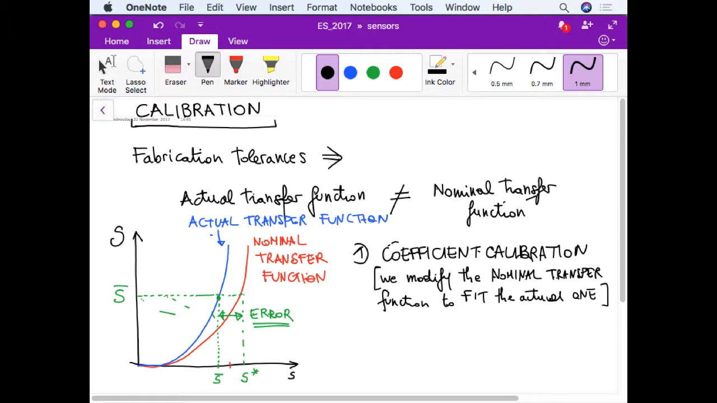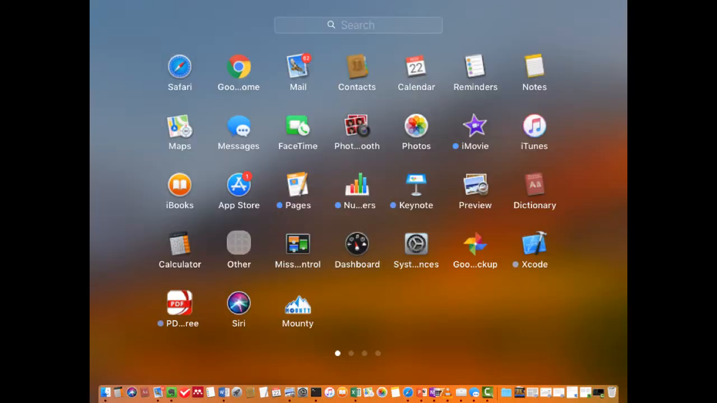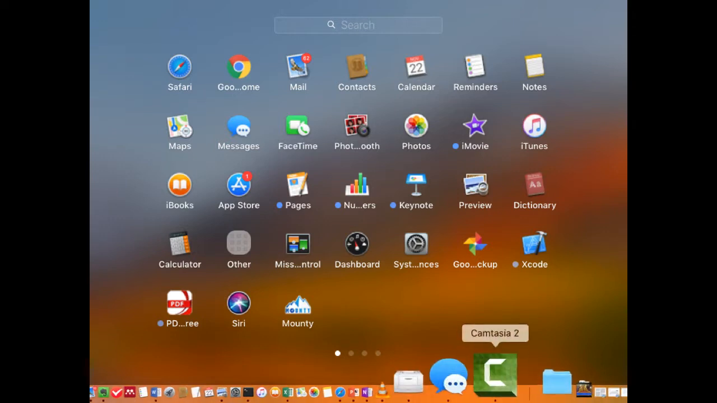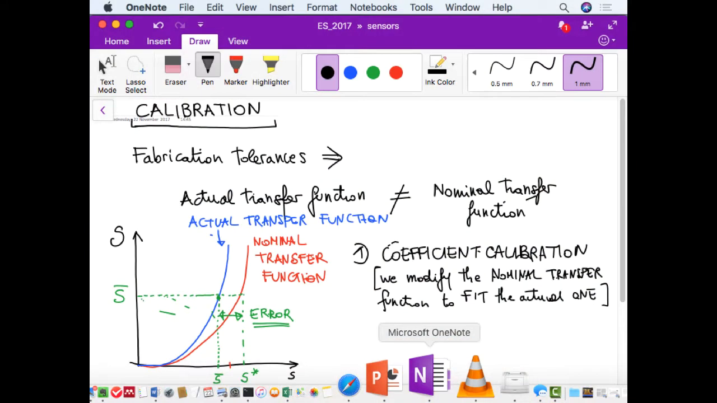This is, let's say, sometimes done in a factory, sometimes done periodically. For example, for this tablet, it's very common. If you have a tablet, you typically do a sort of coefficient calibration by every now and then checking the angles of the tablet. So you know the position, and you check the electrical signal, and therefore you adjust for the 4 points the nominal transfer function to the actual transfer function.